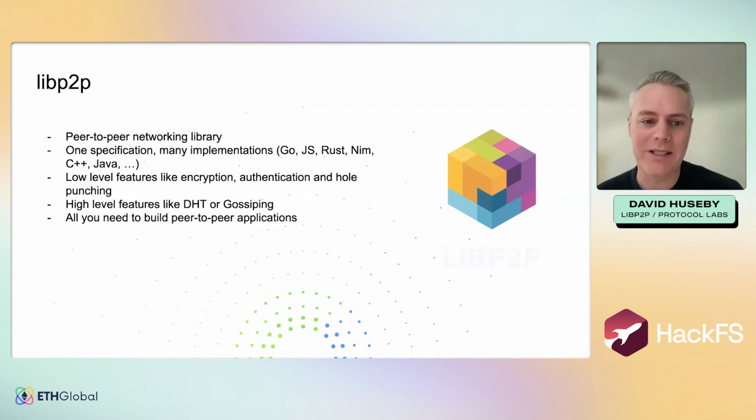Also inside of libp2p, there are a lot of low-level features like encryption and authentication. We're pretty famous for having good hole punching, getting through NATs and things like that. All of this is in service of being able to build peer-to-peer networks that are largely immune to the chaos of the internet. It doesn't matter where your peer node is or how it's connected to the internet. It should be able to communicate effectively to all of the other peers in your network.